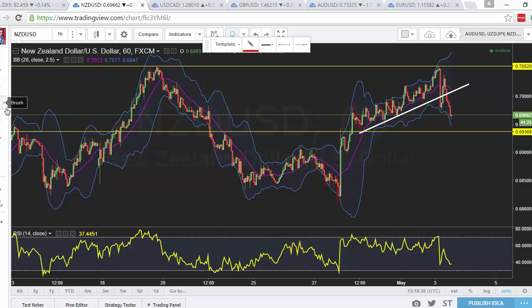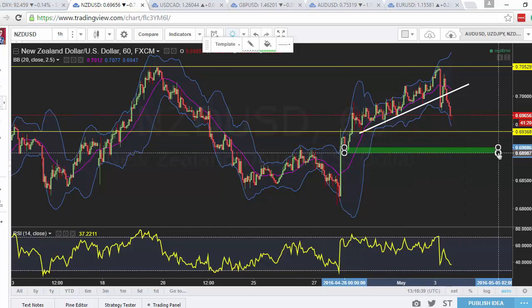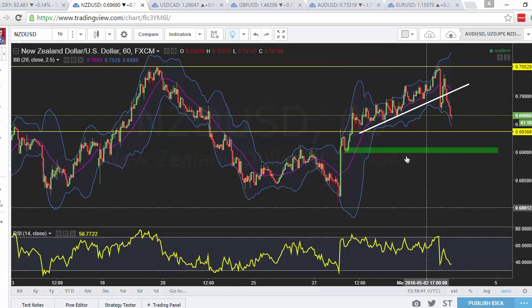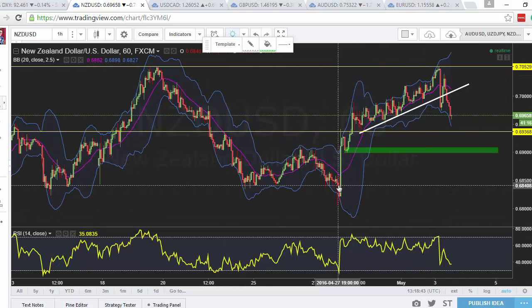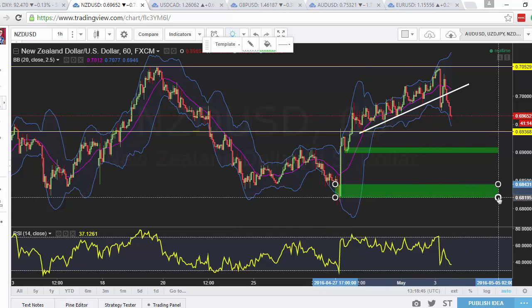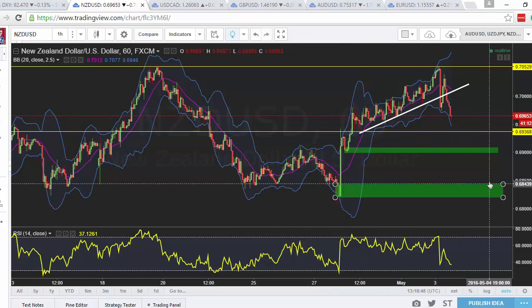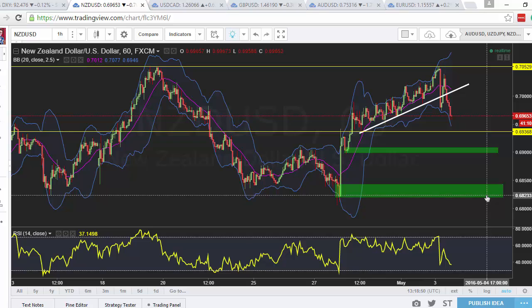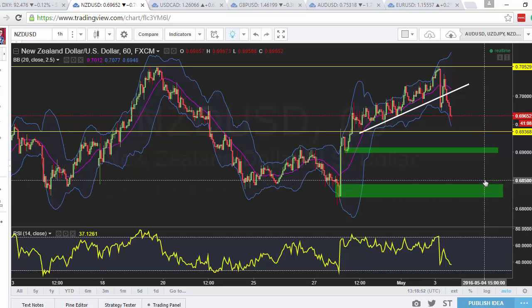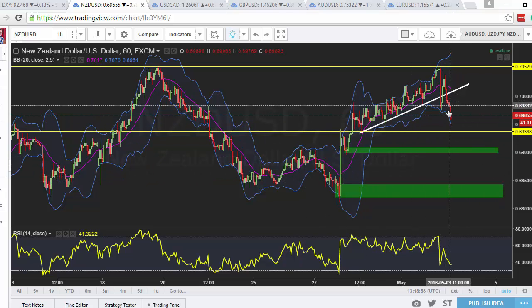Below that we only have this small demand zone, which should not be too much trouble to break if we make it down here. And the ultimate demand zone right here, 0.68 until 0.685, is probably where we are heading if we can stay in the bearishness. So this could set us up for a very nice long-term trade.